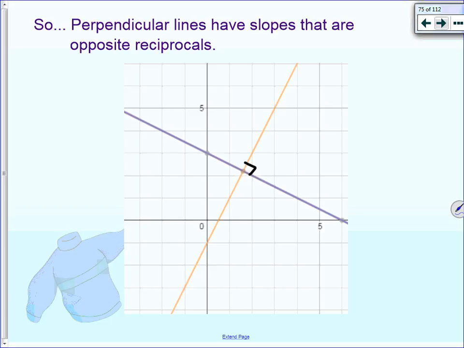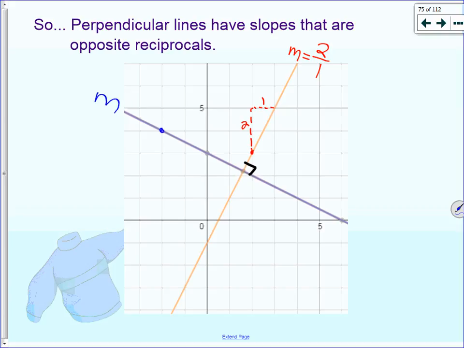So let's take a look at these two lines. Who can tell me the slope of the orange line? DJ. 4 over 2 or 2 over 1. Okay. Up 2 over 1. Who can tell me the slope of the purple line? Brenda?